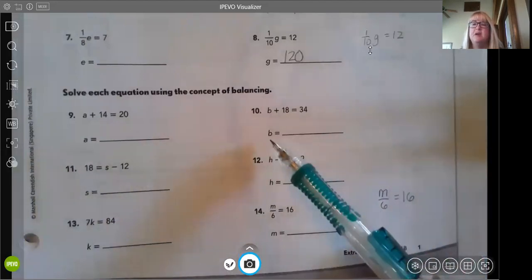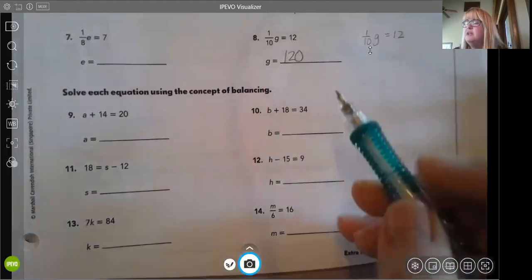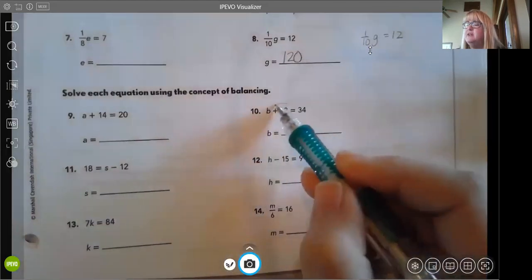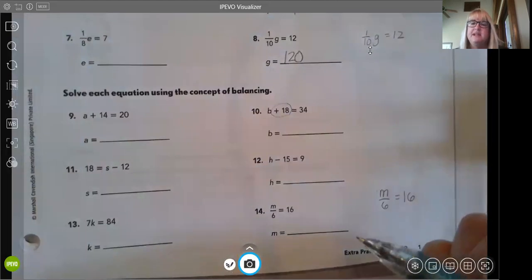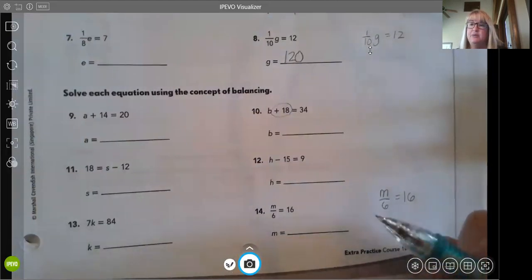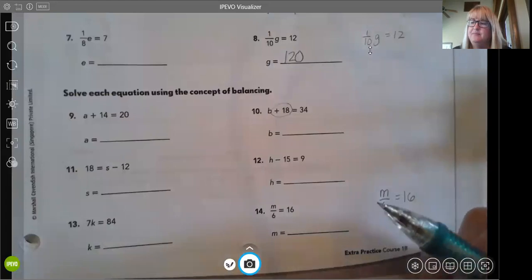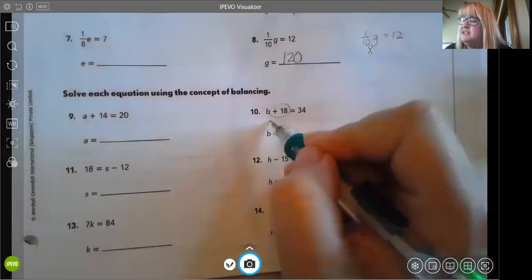So look at 10. B is our variable. We want B by itself. So how do we get rid of B? How do we get B by itself? We have to deal with this plus 18. And how you deal with the plus 18 is you do the opposite. So what is the opposite of plus 18? Well, it is minus 18.